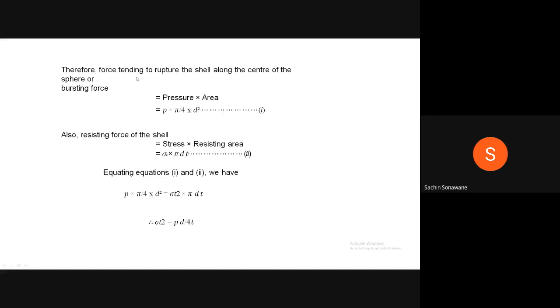Therefore, the force tending to rupture the shell along the center of the sphere, or bursting force, is equal to pressure into area, which is equal to P into pi by 4 d square. Also, the resisting force of the shell is equal to stress into resisting area, which is equal to sigma t into pi dt. Therefore, equating equations 1 and 2, we get P into pi by 4 d square is equal to sigma t into pi dt. Therefore, sigma t is equal to Pd upon 4t.